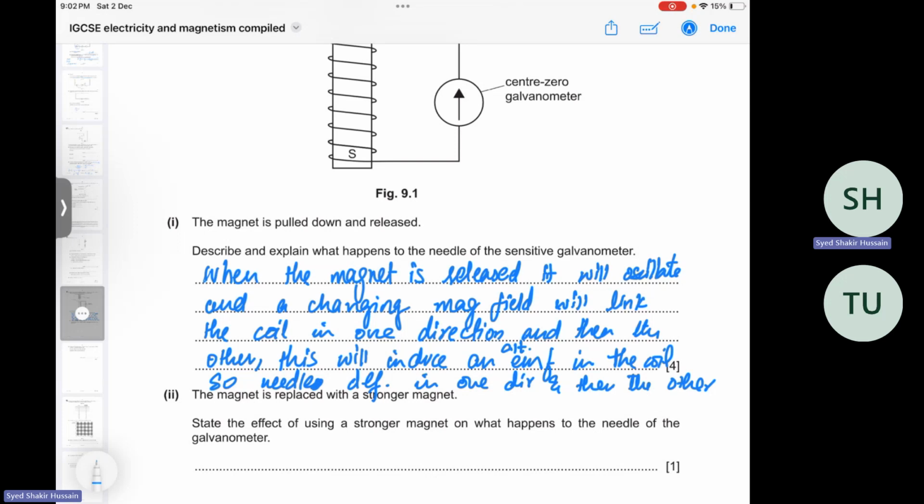So, what is next? The magnet is replaced by a stronger magnet. State the effect of using a stronger magnet on what happens to the needle. All right, so what will be the effect? Come on, no idea?